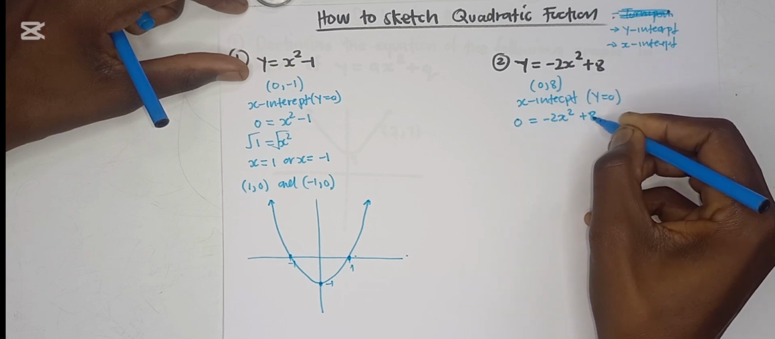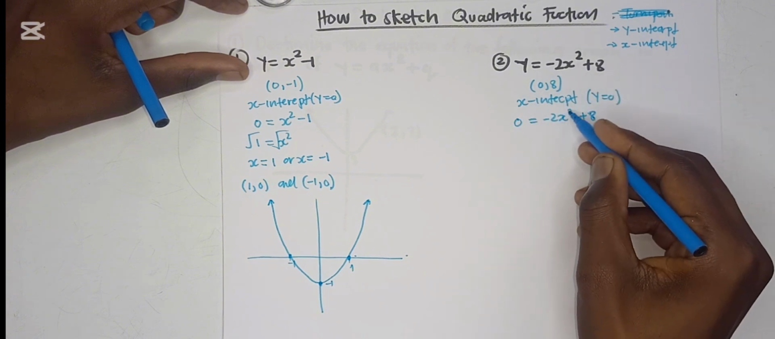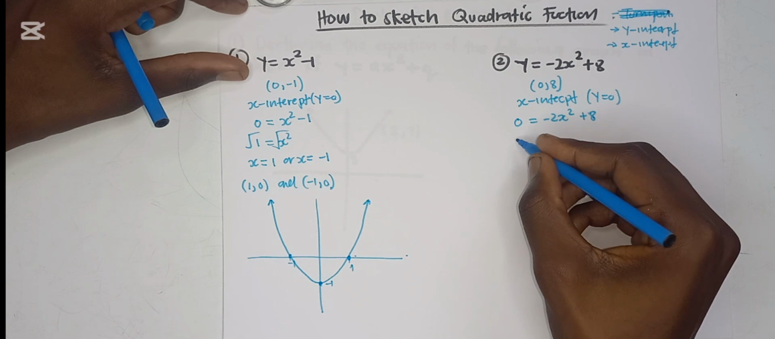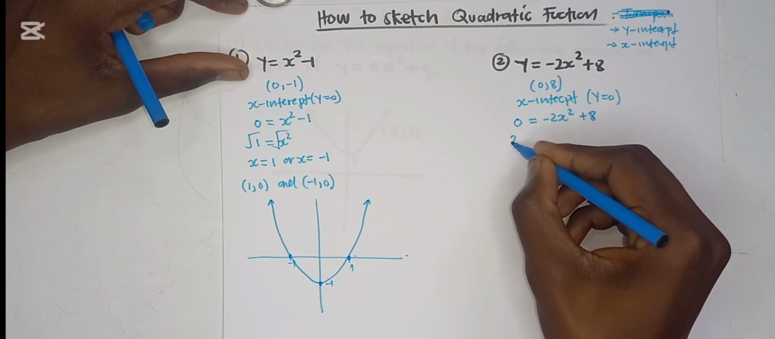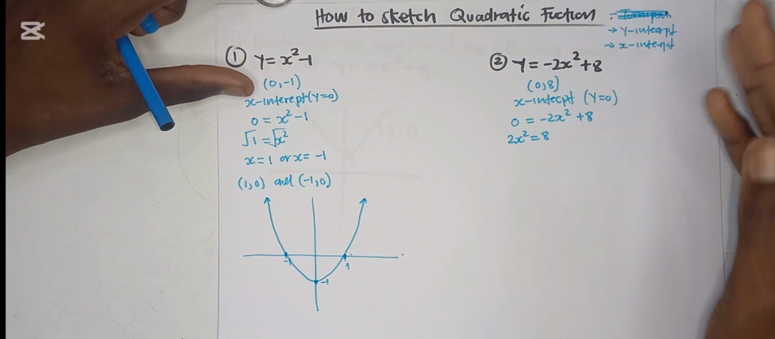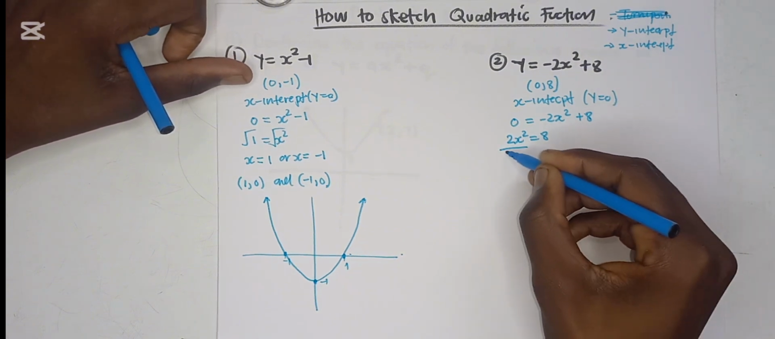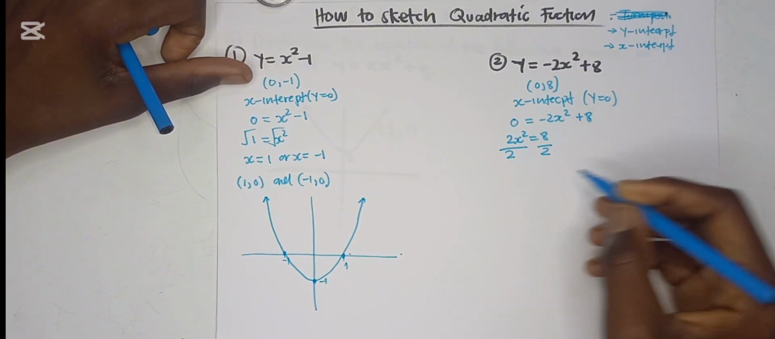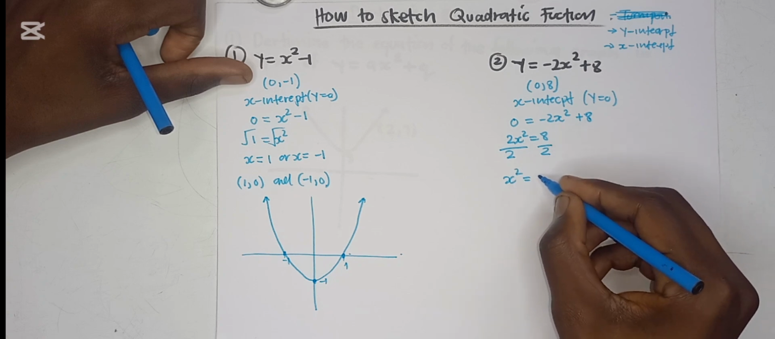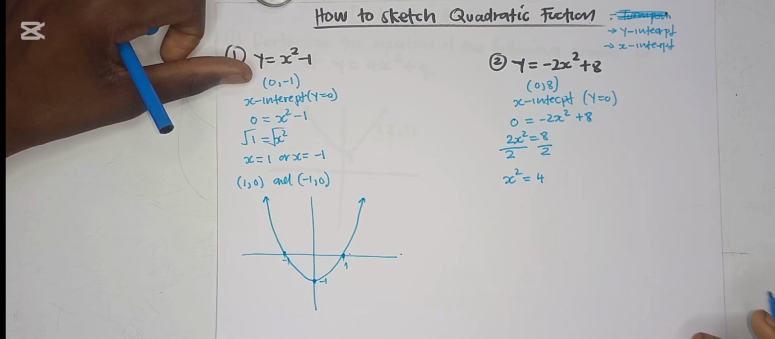Then I'm going to take this 8 to the other side. But what I like to do is to take this negative term to the other side so that I can avoid the negatives. So then we're going to have 2x squared equals 8. You can do it in any way that you like; you're still going to get the same answer. We're going to divide both sides by 2. And then our x squared is going to be equal to 4.